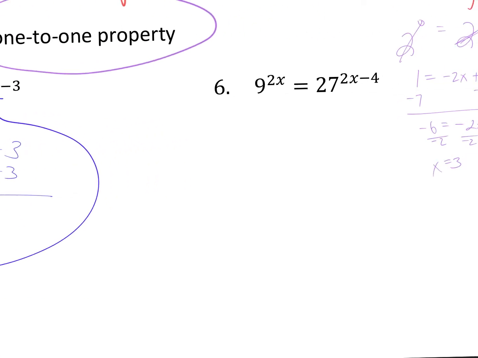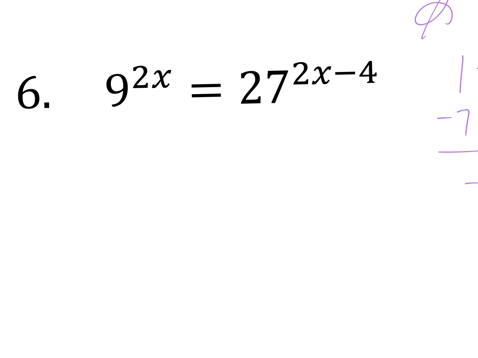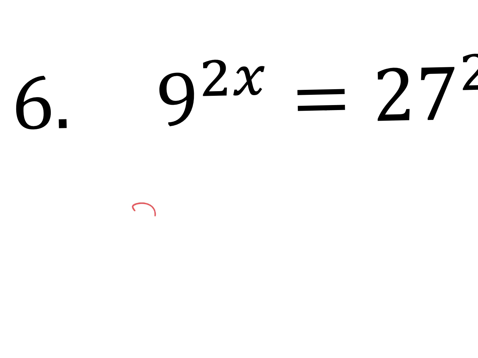Okay, so if I look at number 6, it says solve using one-to-one. That means, okay, the bases may not be the same right now, but I can get them to be. Can I rewrite 9 and 27 to have the same base? Yeah, what can I rewrite 9 as? 3 squared, right? That's the same as 9. And then I still have that 2x in my exponent. I did not change the value there. I just changed the way that they look.